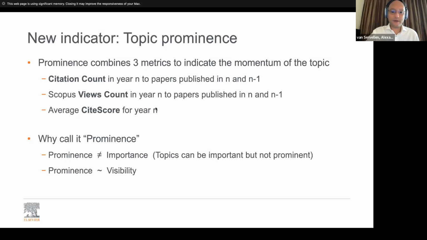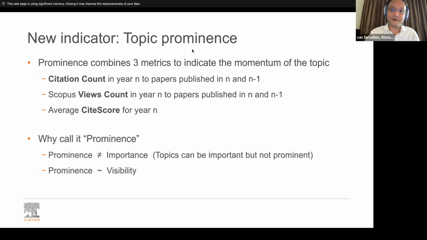We use the word prominence. We were thinking of calling it hot topics, but we would not want to tell someone that their topic is cold. So you have topics which are relatively prominent at a given moment in time. A topic that's not prominent can still be important, right? It can be an important topic, maybe one that has less momentum and focus.